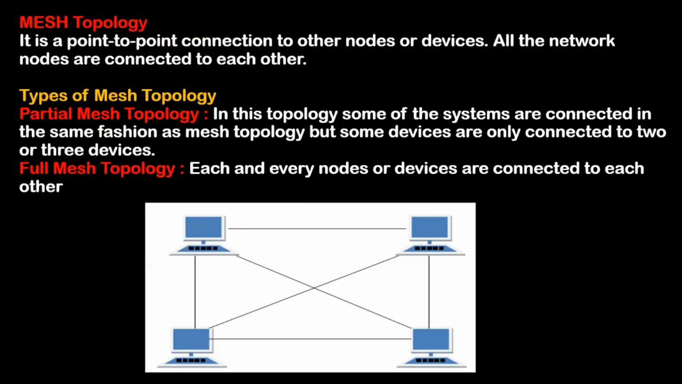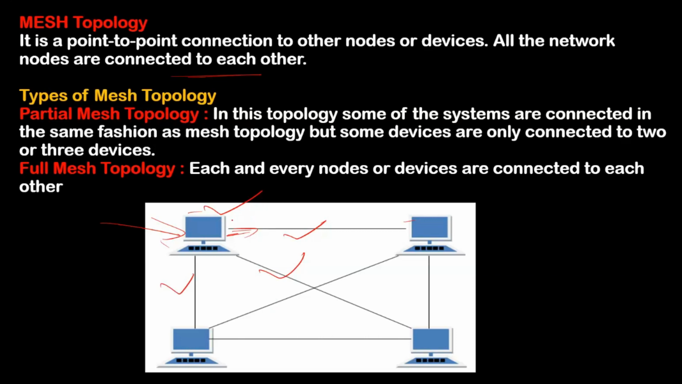So after that, the next topology is mesh topology. Mesh means a point-to-point connection to other nodes or devices. All the network nodes are connected to each other. If you look at this topology, you can see that every device is connected with every other device via a separate link. You can see the first PC is connected with the second PC by this cable, with the third PC by this cable, and with the fourth PC by this cable.